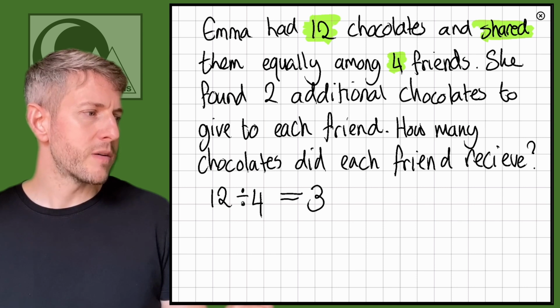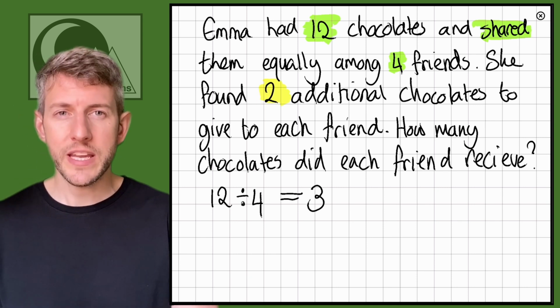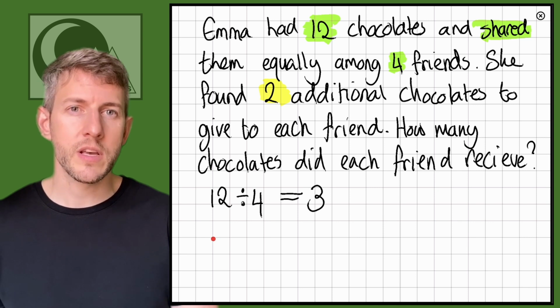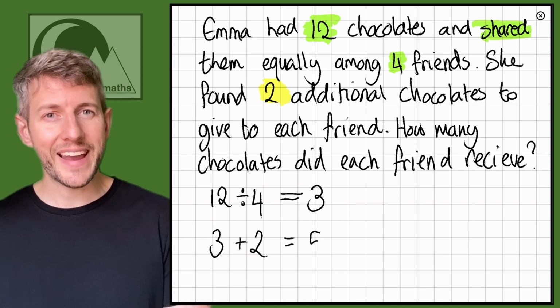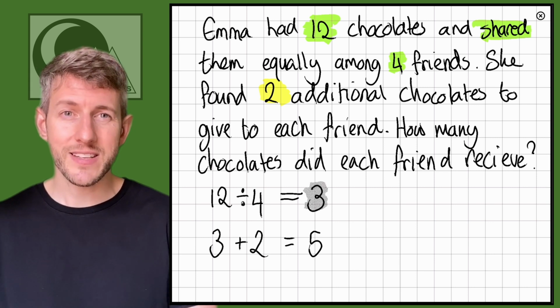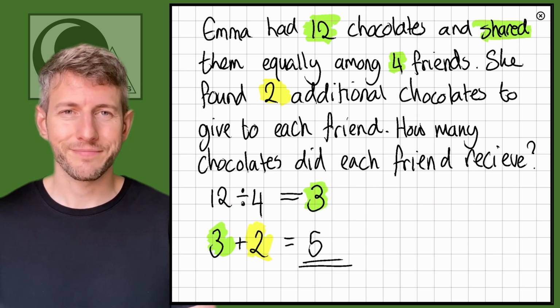She then found an additional 2 chocolates to give to each friend. So each friend got an extra 2 chocolates. So the friends are receiving 3 chocolates from the first bit. Now they're getting an additional 2. So the answer to this question should be 5. Each friend should receive 5 chocolates.